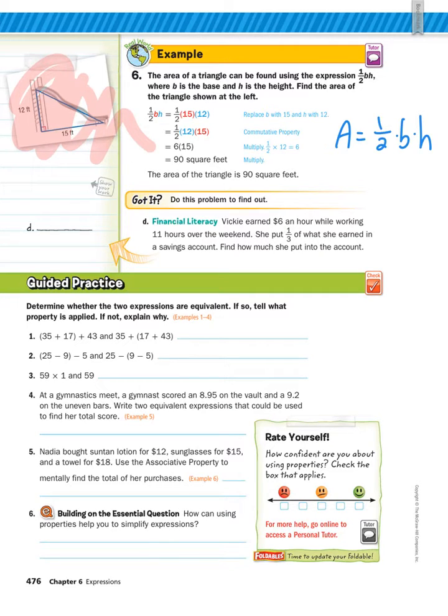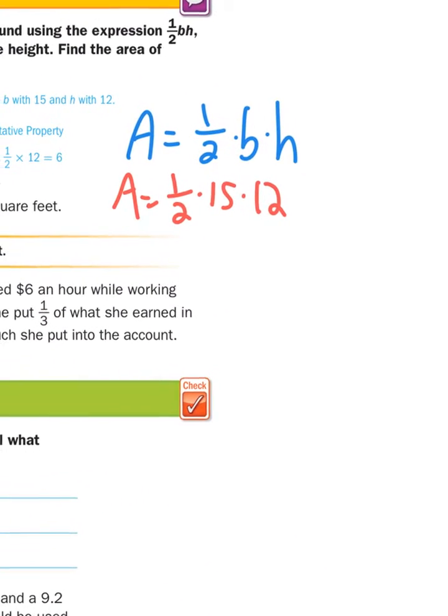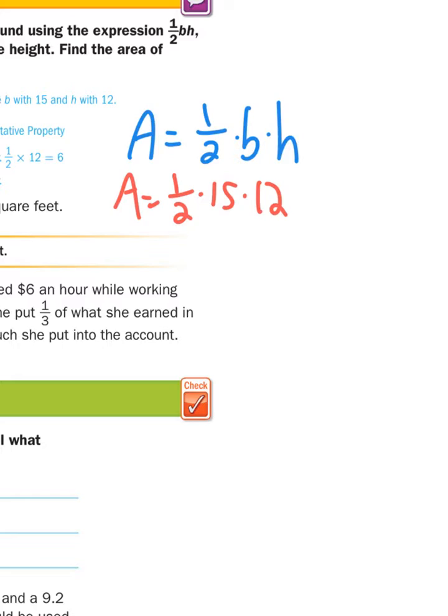Now, I'm going to substitute my numbers in. So area is half times the base is 15 times the height is 12. Now, here is what the commutative property or the associative property allows me to do. In this problem, if I were to solve it mentally, because it's multiplication, I can order it in any order, and I'll get the same answer.